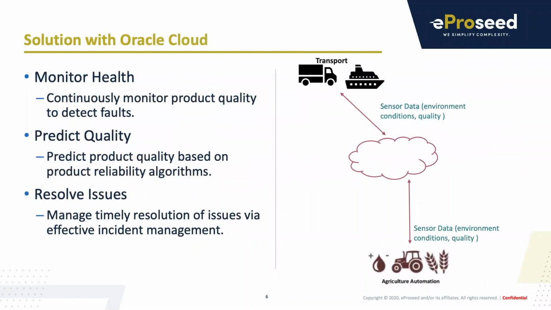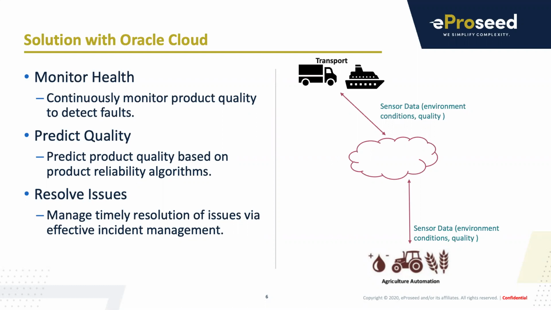and we did it in Oracle Cloud. So what we were trying to do is to monitor the health, to predict the quality, and also check if we can resolve any issues by incident management. So whenever something is too dark or too wet or too dry or too warm, we should be able to intervene.